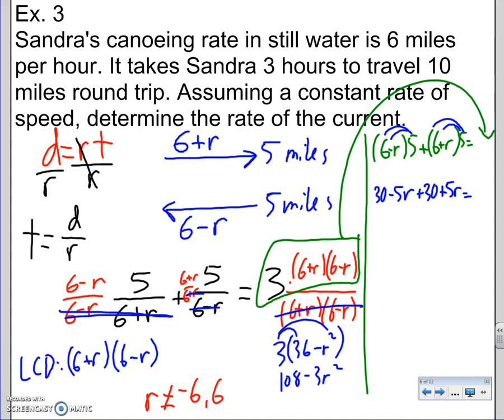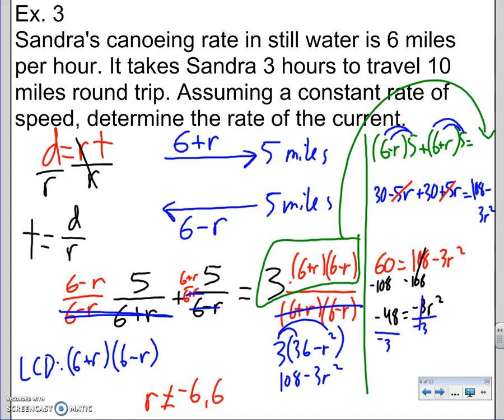I still don't have space. 108 minus 3r squared. I apologize for that. Combine like terms. Well, negative 5r plus 5r cancels. This left side is just 60 equals 108 minus 3r squared. Quadratic, but there's no b term, so I just do regular algebra to get r by itself. So subtract 108, subtract 108. I get negative 48 equals negative 3r squared. Get r by itself by dividing both sides by negative 3. So 16 equals r squared.